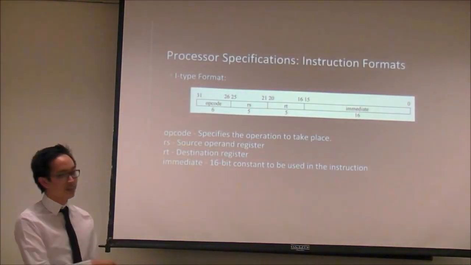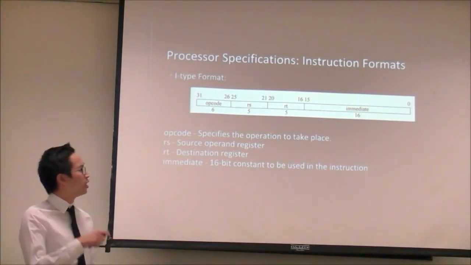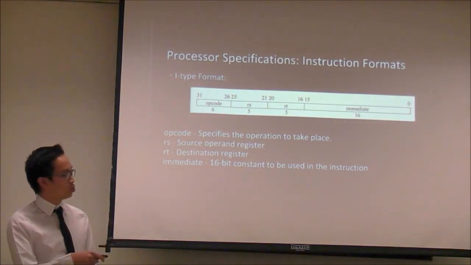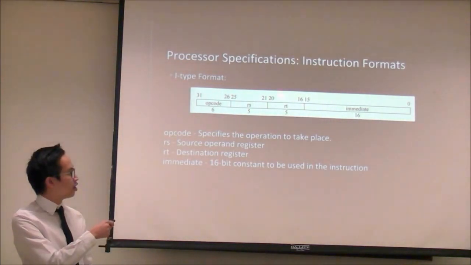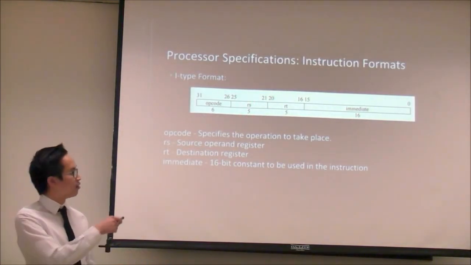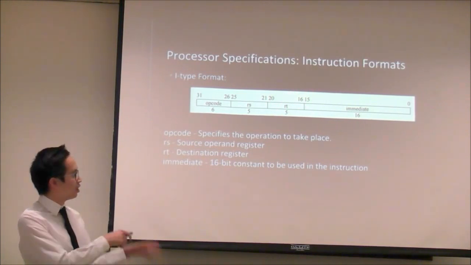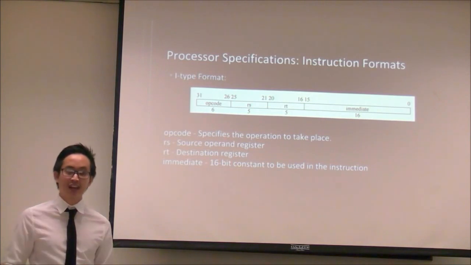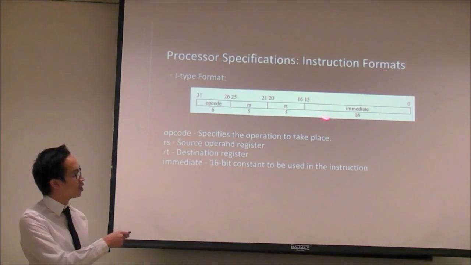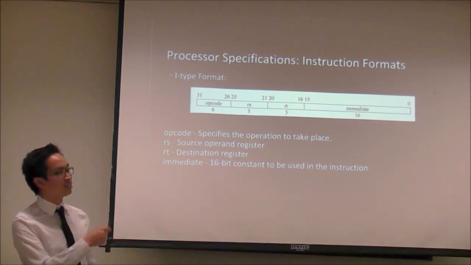The next format after that is the I-type format. And the I-type format, similarly to the R-type format, contains the 6-bit opcode field, which specifies which operation should take place, followed by the 5-bit RS field, which specifies the source operand register. And then following that is the 5-bit RT field, which is different from the R-type format in that it's used as a destination register instead of a source operand register. And lastly is the 16-bit immediate field, which contains a 16-bit constant to be used in the I-type instruction.